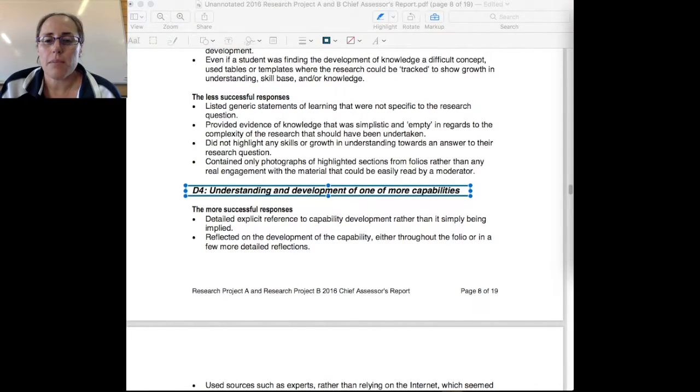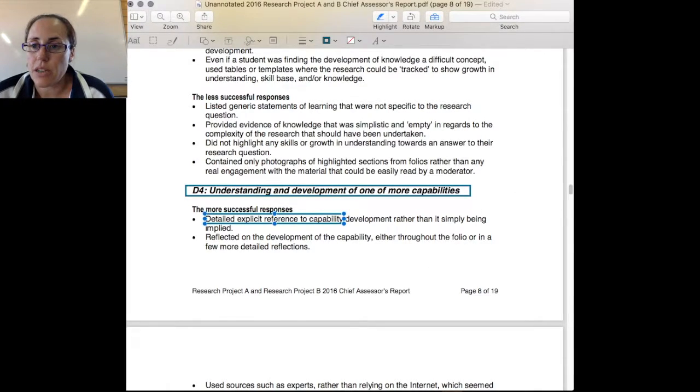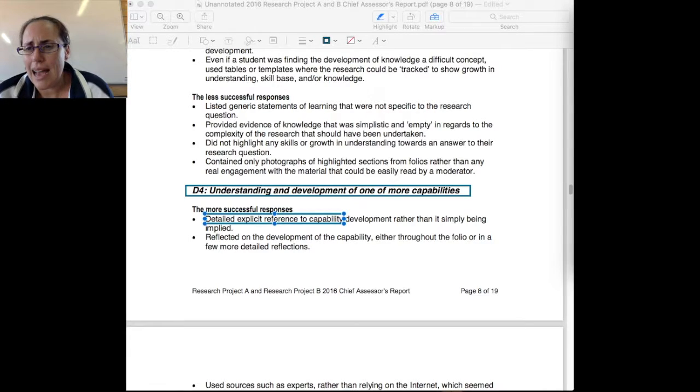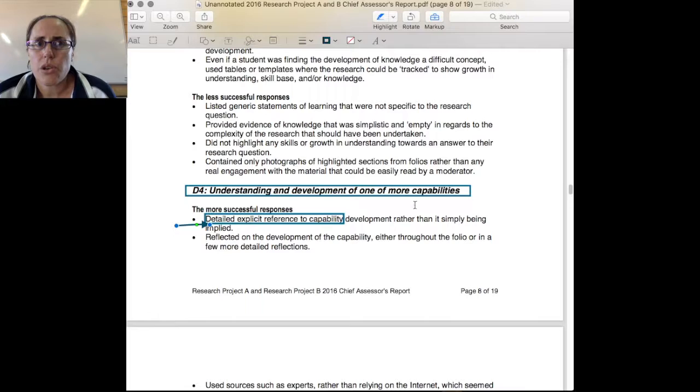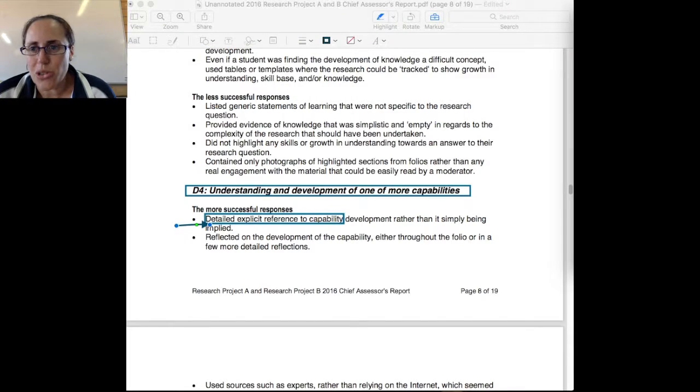What the Chief Assessor and those people who've marked research project over the past, or moderated research project after last year, actually found was that some people really struggled to show how and why they've chosen the capability that they chose. So make sure that you show the capability that you've chosen. Do that in your proposal.